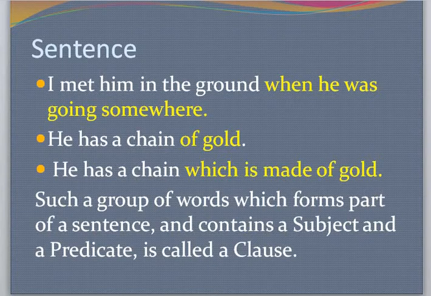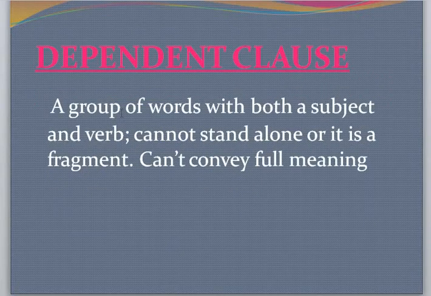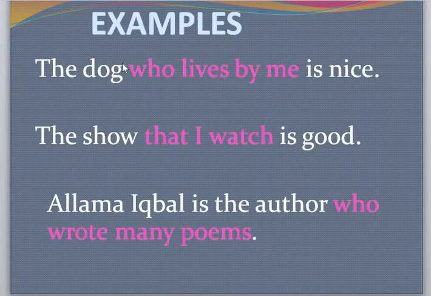I hope the ideas are pretty clear, but I'll explain further about independent clauses. A complete thought that can stand alone is called an independent clause. And a dependent clause, a group of words with both a subject and a verb, cannot stand alone, or it is a fragment and can't convey full meaning. Let me explain with further examples.